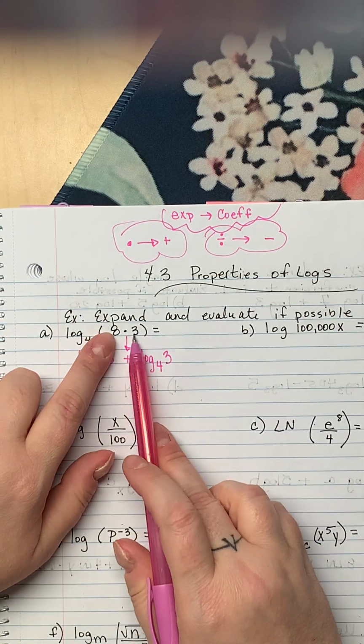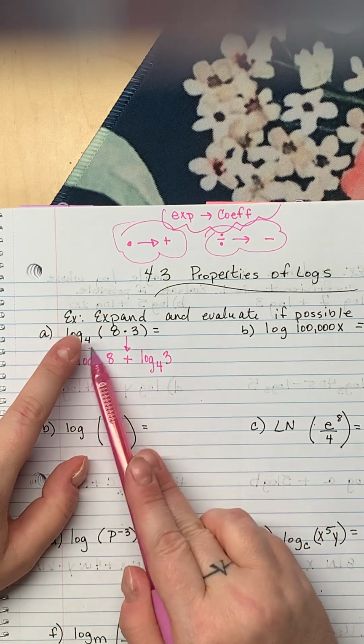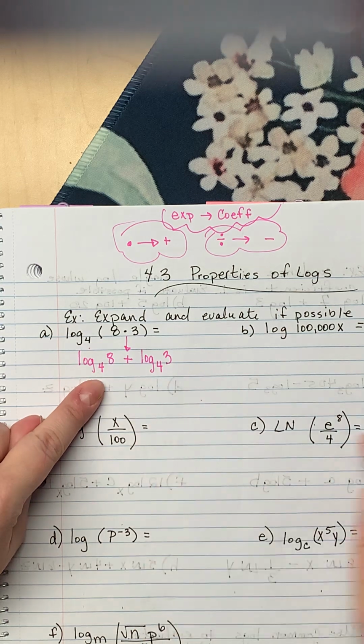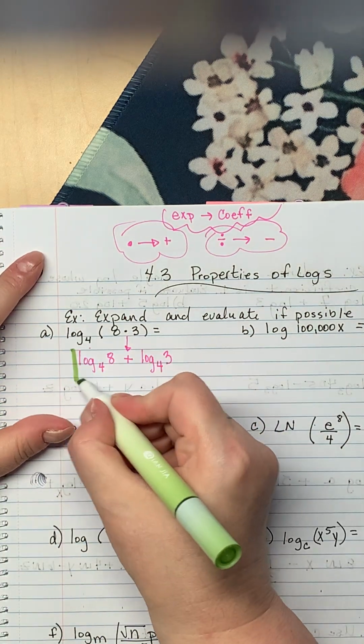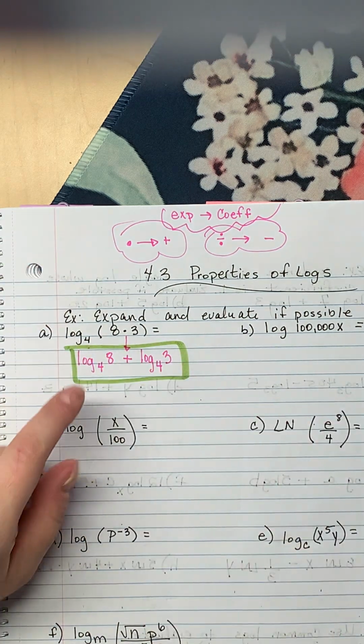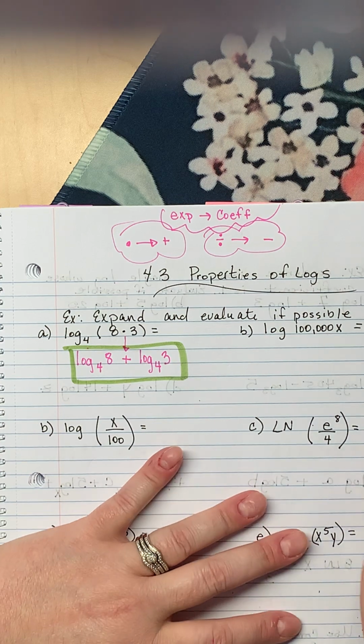And hey, we just expanded it. We took that 8 times 3 and we split it into 2 logs. And the log base goes on both. So it's kind of like distributing, only you have to know that this multiply sign goes to a plus sign. Okay, let's look at the next sucker.